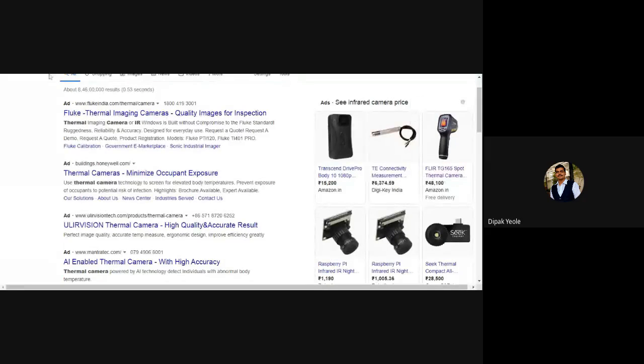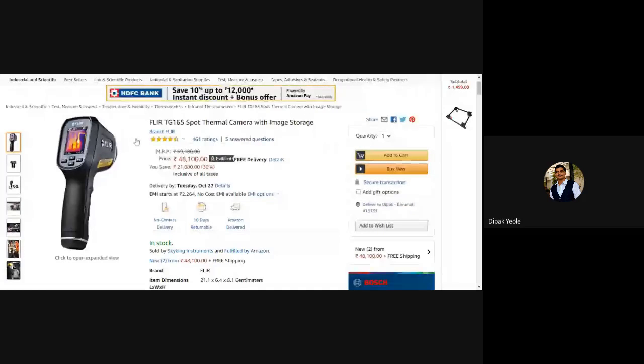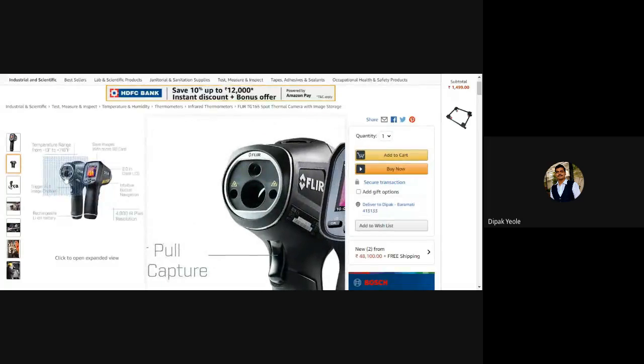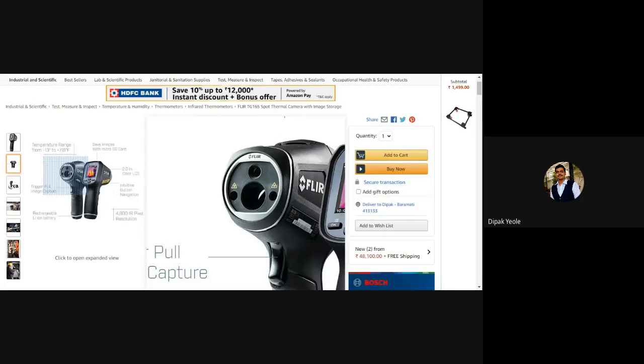Let me share the screen of that Amazon page so that you will get the specification of that particular camera. I hope the screen is visible to you. So this is the brand FLIR, and you can see the image over here. This is the display, and there are buttons also available, and this is the lens which captures the thermography of the equipment.